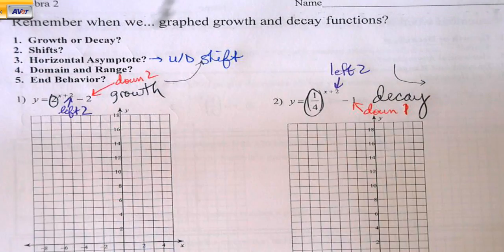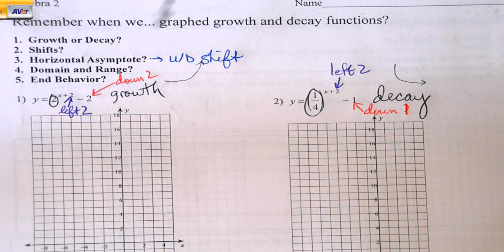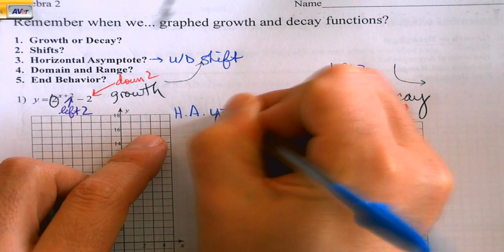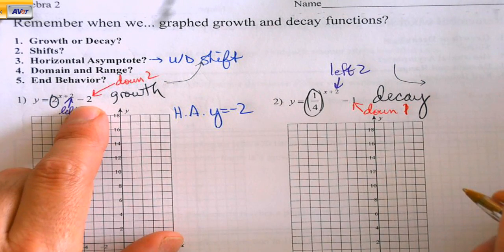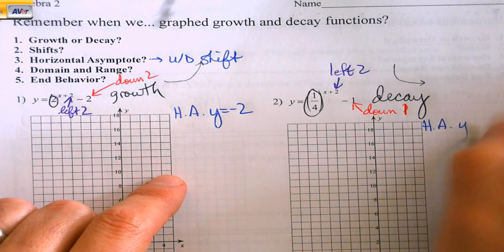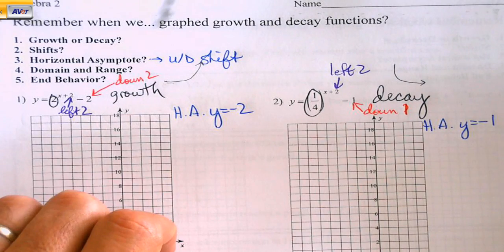Goes right along with my up or down shift. So if I have a horizontal asymptote here, that's at y equals negative 2, because I went down 2. Over here, my horizontal asymptote is going to be at y equals negative 1, because I went down 1.